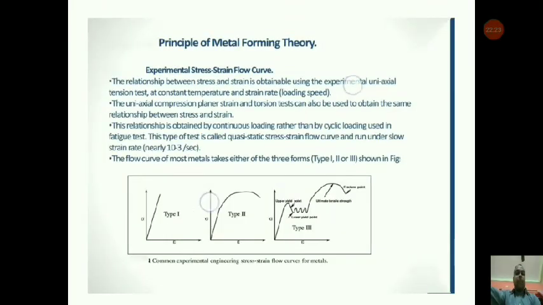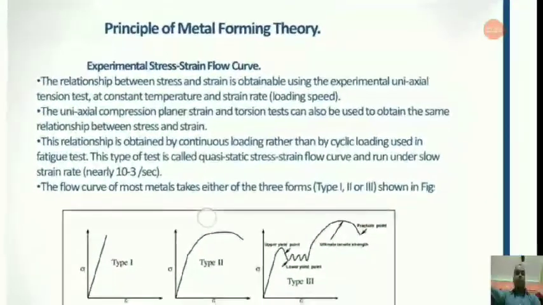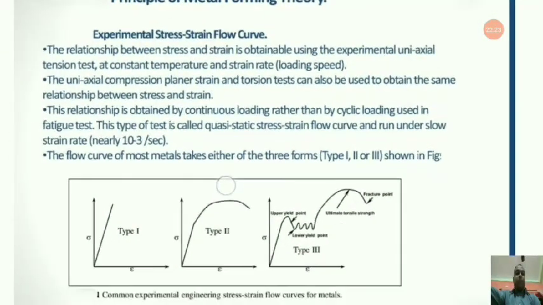Next, the principle of metal forming theory. Now, the experimental stress strain flow curve. The relationship between stress and strain is obtainable using the experimental uniaxial tensile test at constant temperature and strain rate, that is loading speed. That is what I was talking about: simply a rod being stretched on both sides. The uniaxial compression, planar strain and torsion tests can also be used to obtain the same relationship between stress and strain.